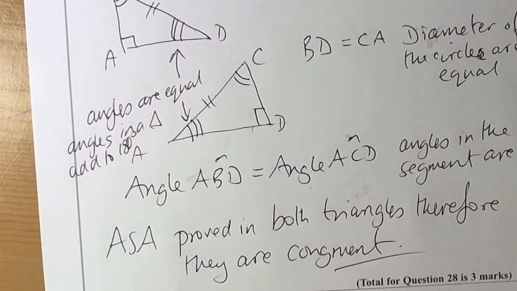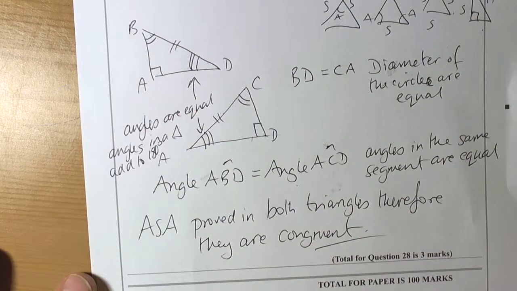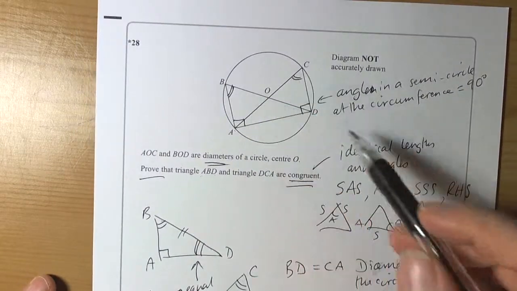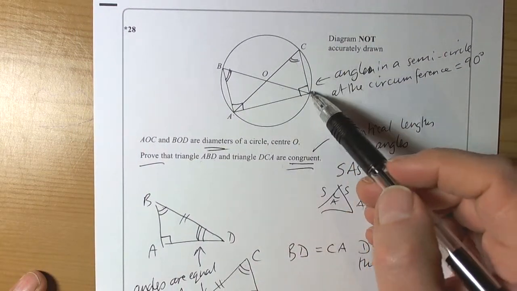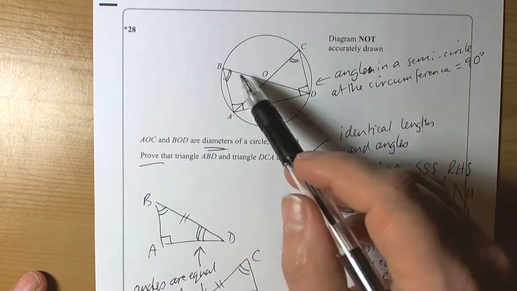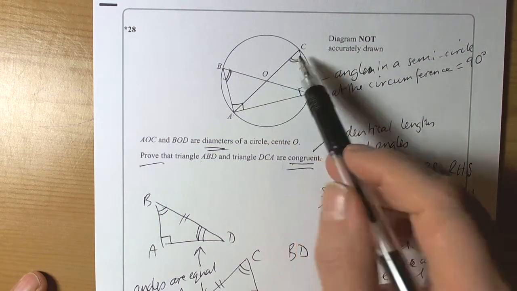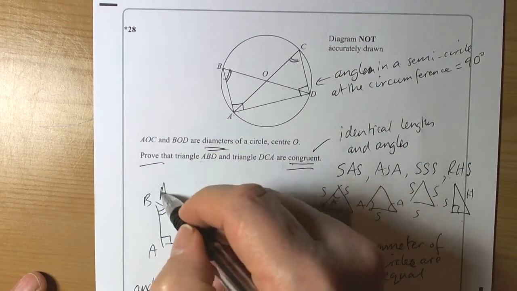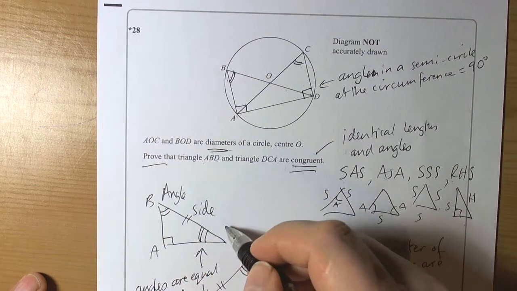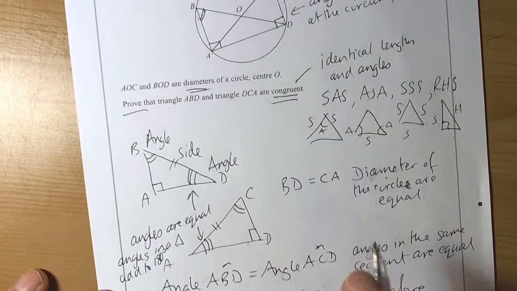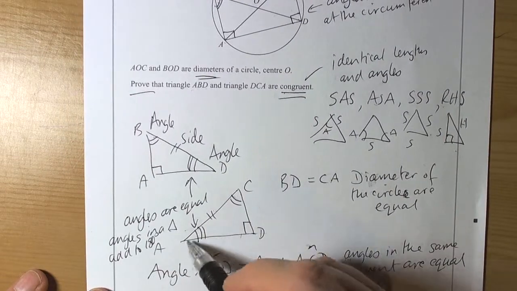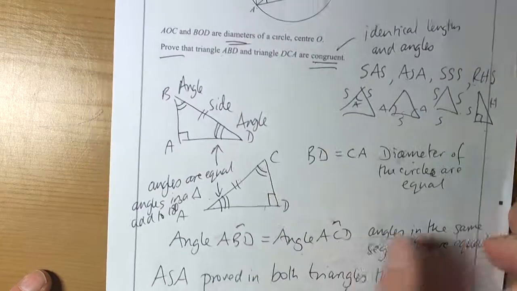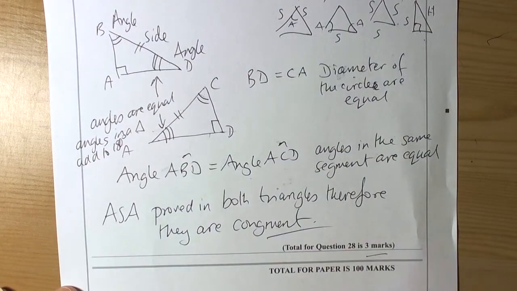So that would be enough to get the marks for the question, because we've gone through and shown, through the circle theorems and the idea of the angles in a semicircle being 90 degrees, the angles in the same segment being equal, and the fact that these are both diameters, that we've got angle, side, angle. So we've proved that angle, side, angle is the same in both triangles. And we've written out the reasons why, so that should give us full marks in the exam for that question on congruency.